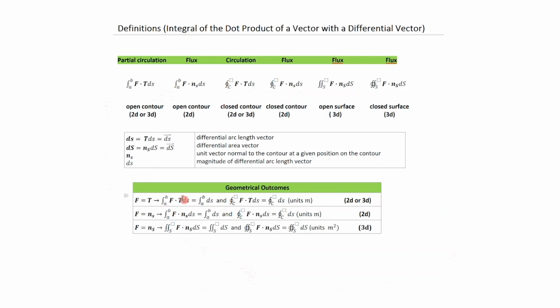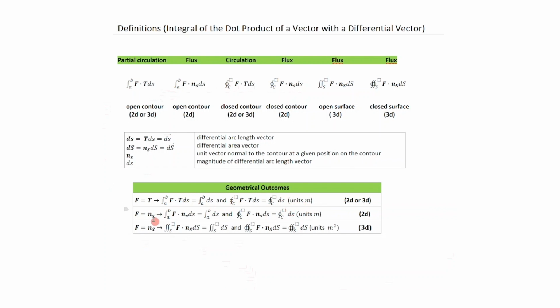Then if I take this expression, substitute for f, I have the dot product between two unit vectors, so I'm just left with integrating from A to B ds. What is that? That's just the length of a curved line between two points. If it's a closed contour, then this would basically be the total length or circumference of the object or closed contour in question. Now the units of this, of course, would be meters. If you integrate ds, it will be meters.